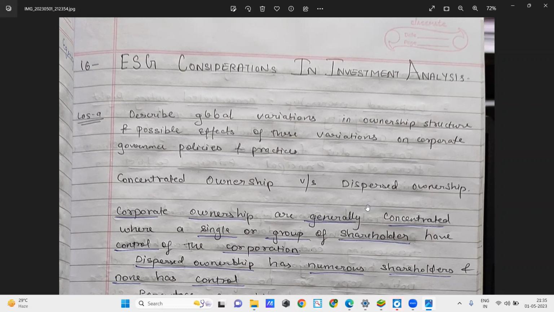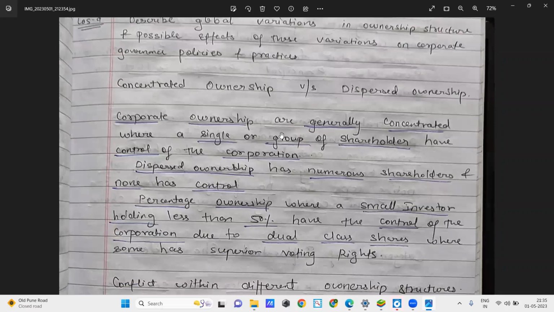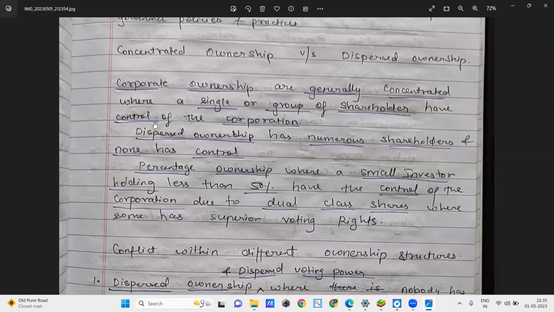With concentrated ownership, the majority of the ownership is held by a single parent company or a single family, and in dispersed ownership, not even a single person has control over the corporation or the firm. So corporate ownership is generally concentrated, where a single shareholder or a group of shareholders have control of the corporation. And the second one is dispersed ownership. Here there are a number of shareholders and no one has the control.